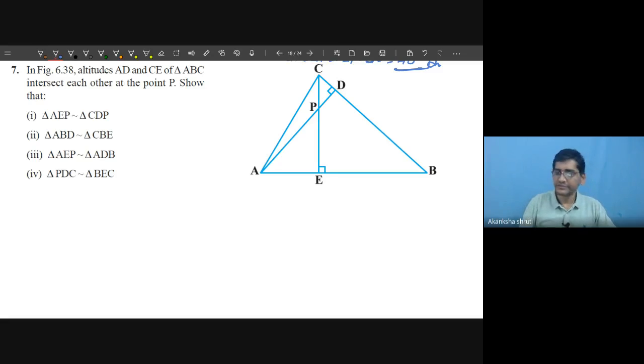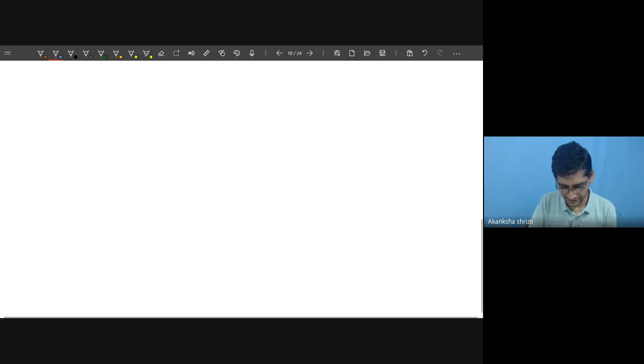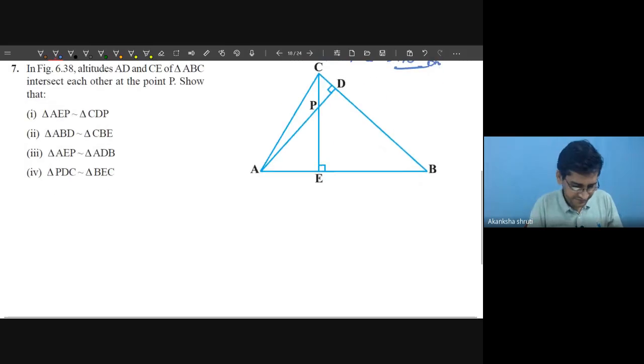Okay, student, let us try to understand this question and how to write it. Watch it carefully. Whatever the given condition is, you have to observe it carefully, then write properly, and finally conclude. Let us start. First, you must write what is given. So what is given here? Altitudes AD and CE of triangle ABC.